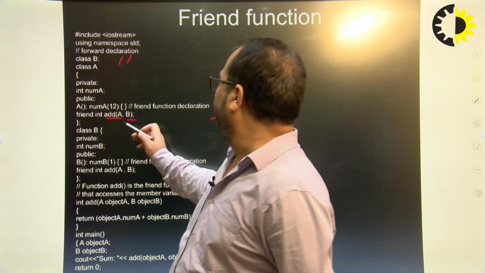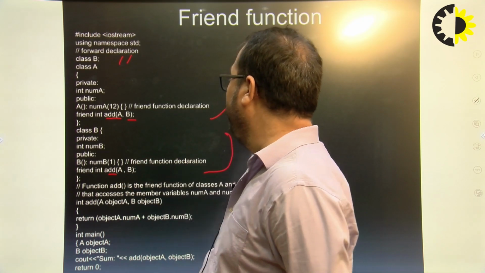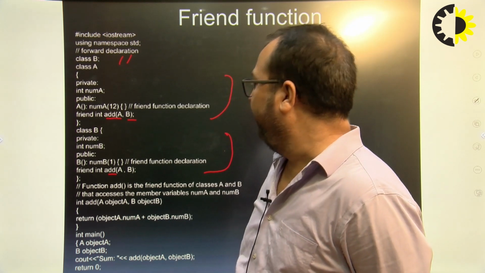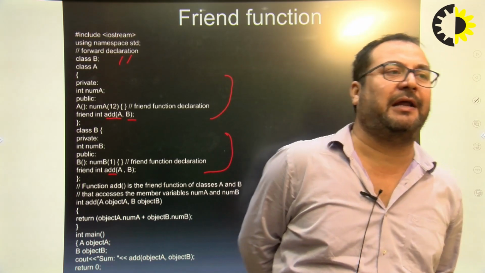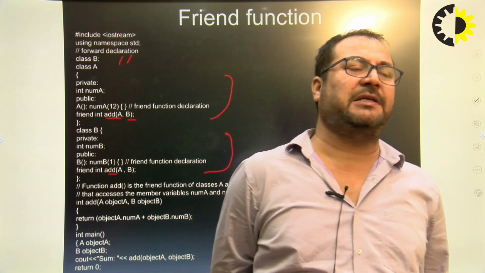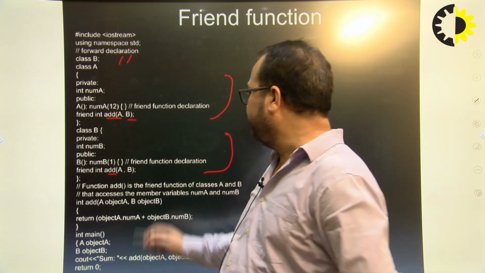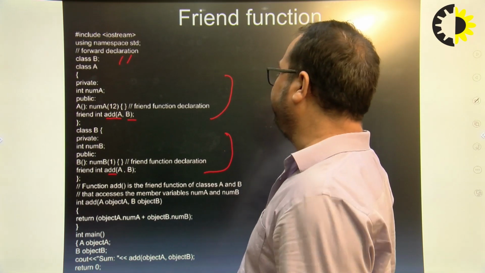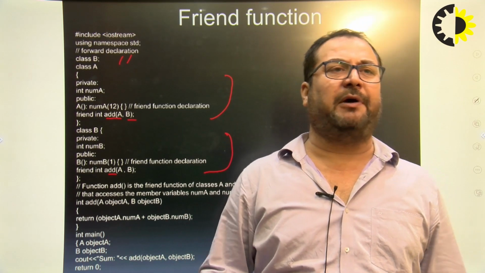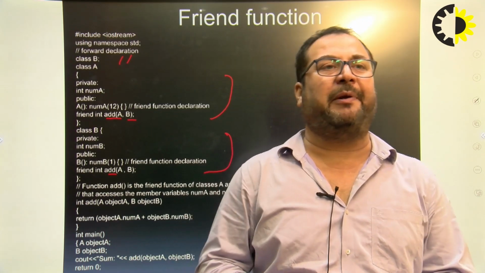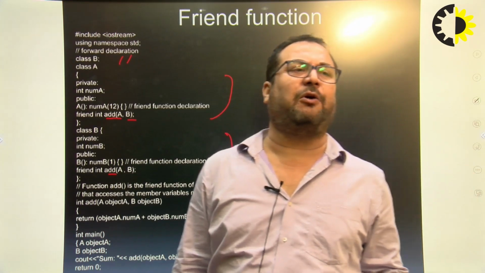Okay. So now this is class B, and here we have simply used the add function. So add is a friend function to both class A and B, and it can access the data of class A as well as class B. This is the illustration of a friend function. There are certain characteristics of friend functions. In general, a friend function takes an object as its argument.